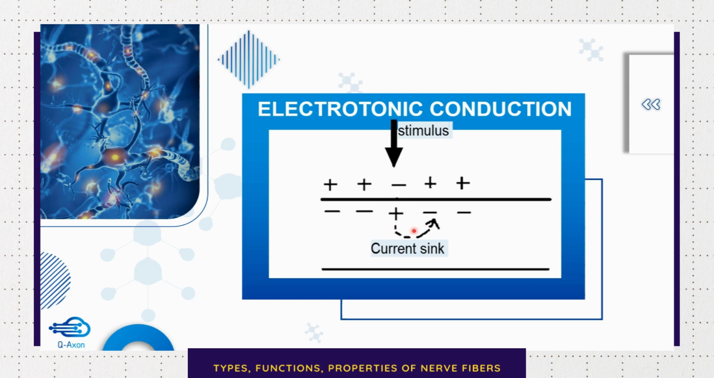So the moment there is a reversal of polarity, there is a difference in charge between this point and the adjacent point. And therefore current flows. So there is a current sink. So now this current sink acts as the stimulus for this portion, and this portion gets depolarized. And then this would act as the stimulus for the neighboring portion, and so on. So every point stimulates the neighboring point, and that is how the signal is conducted. So you can see how slow this process would be. That is why electrotonic conduction is very slow.